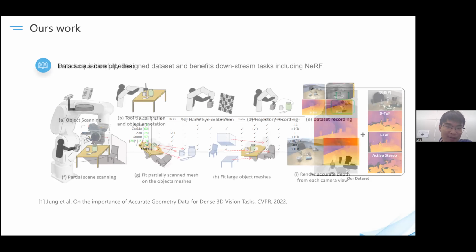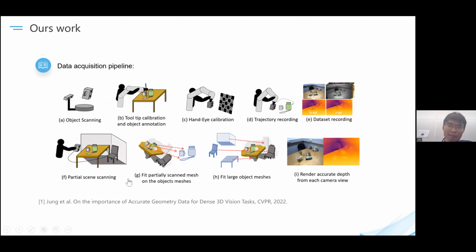So basically this is the data acquisition pipeline we are using. At first we do calibration to calibrate both the camera and the robot arm. And then we do data recording so we can collect this multi-modal dataset. We provide not only RGB images, we also provide depth images like TOF depth or stereo depth. After that, we do one further step, which is using a 3D scanner to scan all the objects, and with that we can get a very high quality mesh.